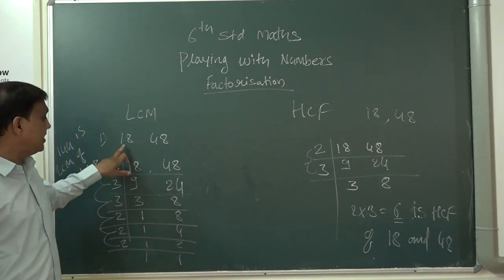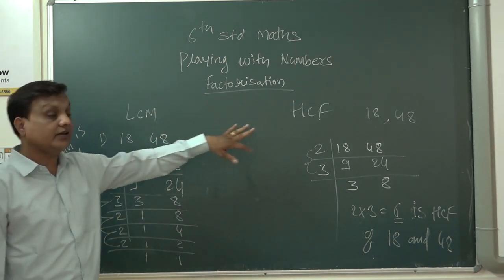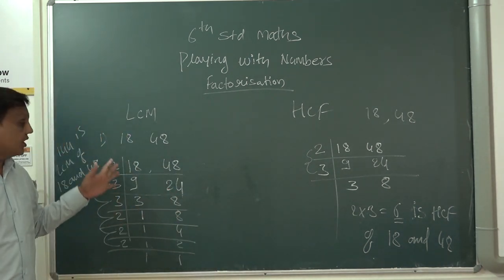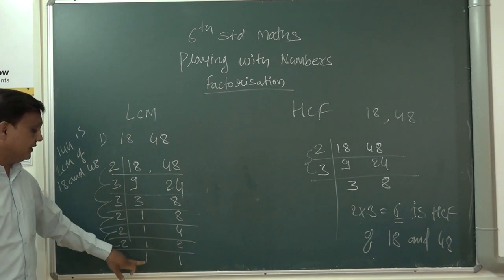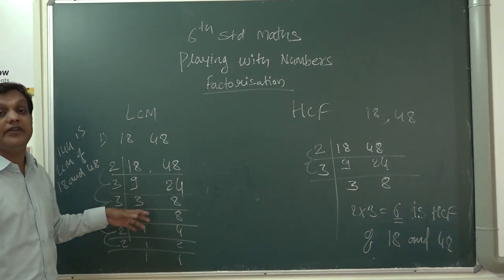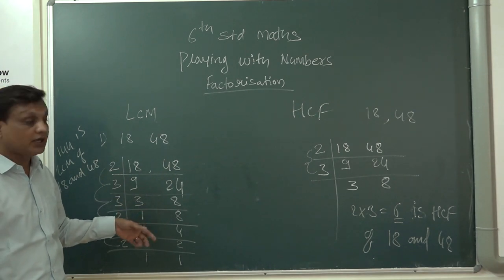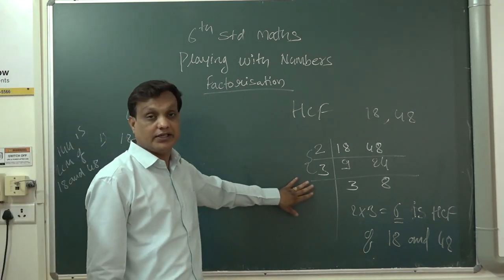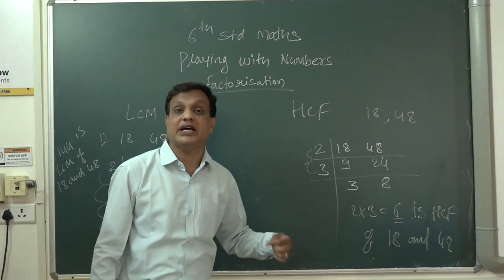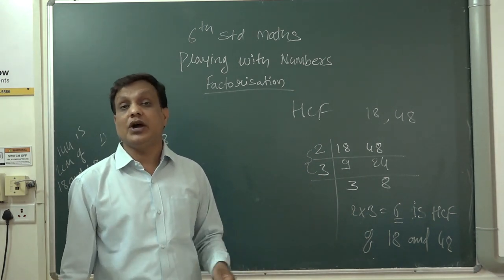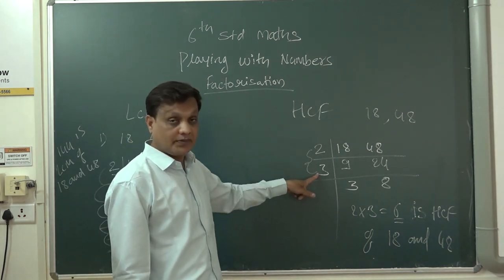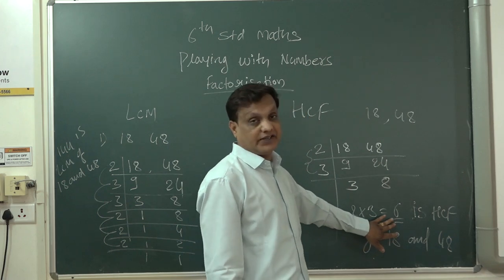So the same numbers I took here, 18 and 48. So you can understand: in LCM what we did, we continued the procedure till we got 1 at the bottom. If both the numbers are not coming in the same table, we took them separately. But in HCF we cannot do like that. Whenever the given numbers are not going in one table, you have to stop there, and whatever prime numbers you get, you have to multiply them. So you will get the HCF.